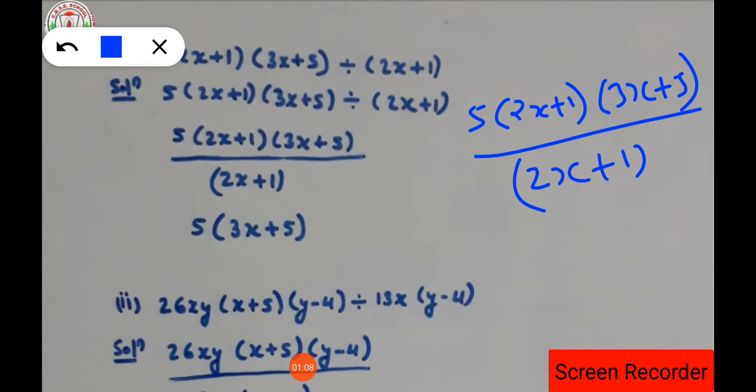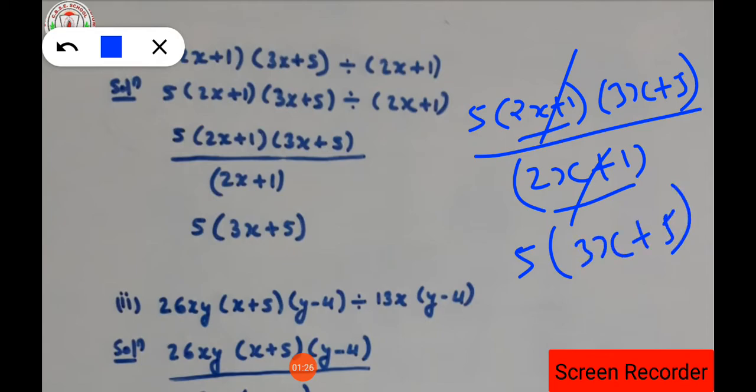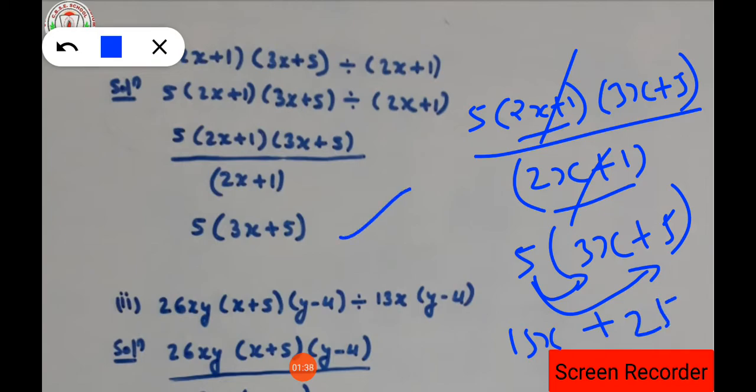Now, from the question itself, we can easily see that 2x plus 1 is present in the numerator as well as in the denominator. So it can directly get cancelled. Now, what is the number left out? That is 5 into (3x plus 1). This is the answer. If you want to multiply this 5 inside the bracket, you can multiply. So it will become 15x plus 5. This answer is also correct. Clear? If you don't want to multiply, the answer will be this one. Both ways it is correct.